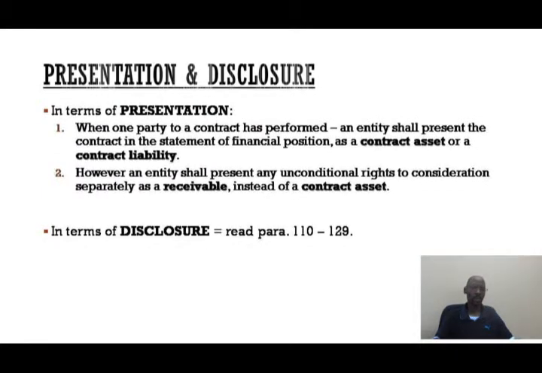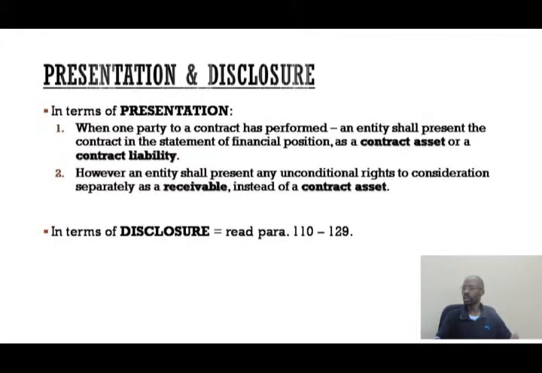In terms of contract liability, we haven't paid, we received the money, but we haven't delivered. Where are we going to report? In terms of presentation, when one party to the contract has performed, we have received money, or we have delivered goods, an entity shall present the contract in the statement of financial position as a contract asset or a contract liability. We have received money, but we haven't performed. However, an entity shall present an unconditional right to consideration separately as a receivable. Now, it will not be a contract asset if there is unconditional right for us to get the money. We have a receivable.